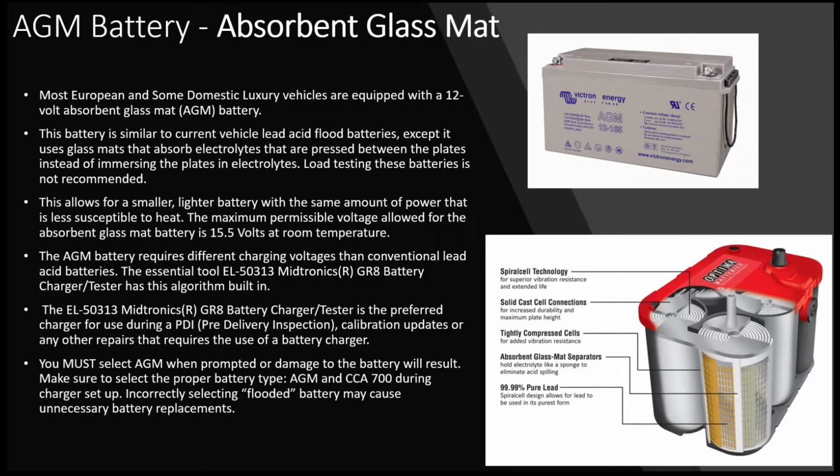Okay, all right, so then there's the AGM battery. This is kind of the onset, and the most common one that everybody's used to is the Optima round cell AGM battery. Most European and some domestic luxury vehicles are equipped with a 12-volt absorbent glass mat battery. And I want to emphasize that, the absorbent glass mat. AGM stands for absorbent glass mat. Make sure that you pay attention to that and make sure you understand that.